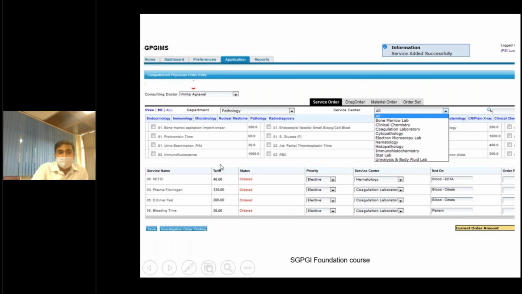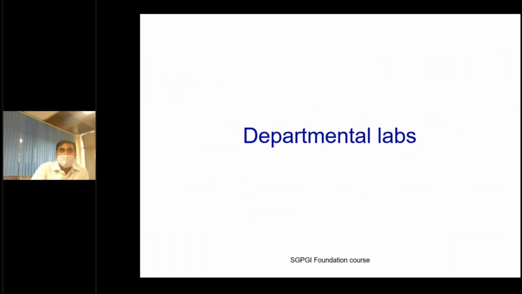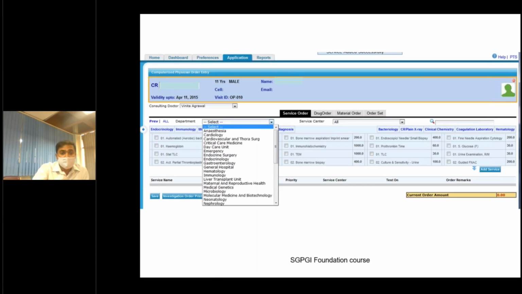So here you can select the department and all the different services offered by that particular department you can see in the drop down. Similarly, there are many departments in the institute, nearly up to 30 departments. They are having their own laboratories catering to different needs of clinicians, and you can select those departments as well as raise the request.